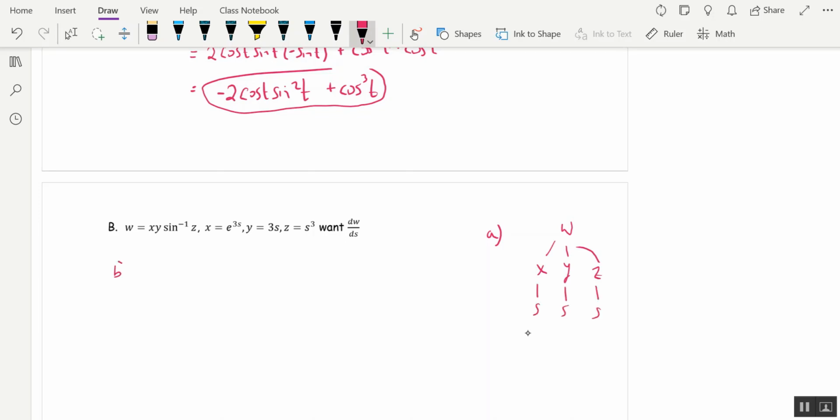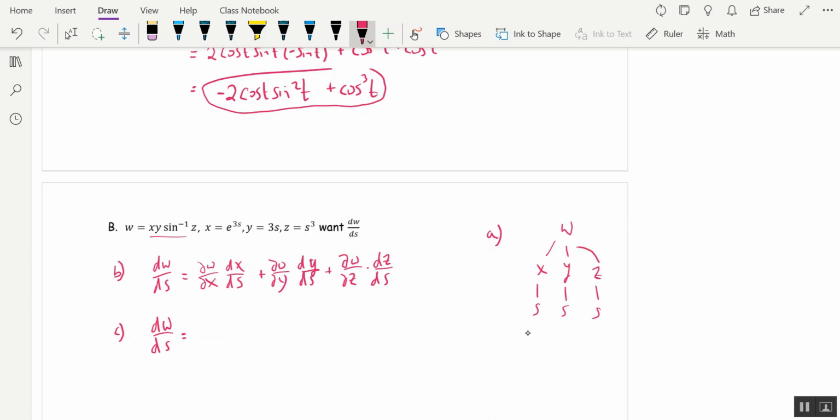And so for part B, I want a general formula for dw ds. So I'm going to multiply down each branch and then add. So I want partial of W with respect to X, and then dx ds, a partial of W with respect to Y, dy ds, and finally del W, del Z, dz ds.